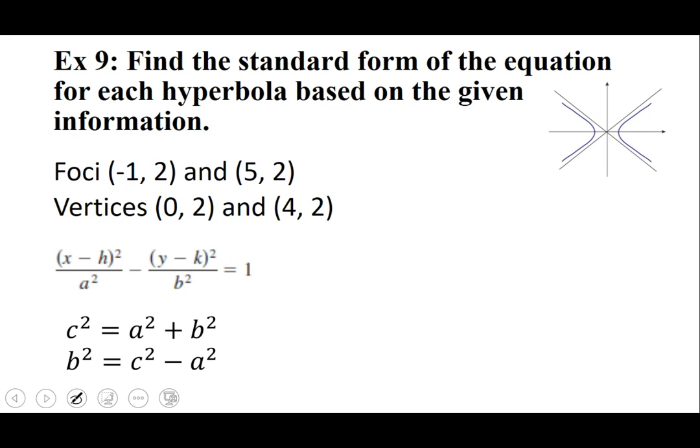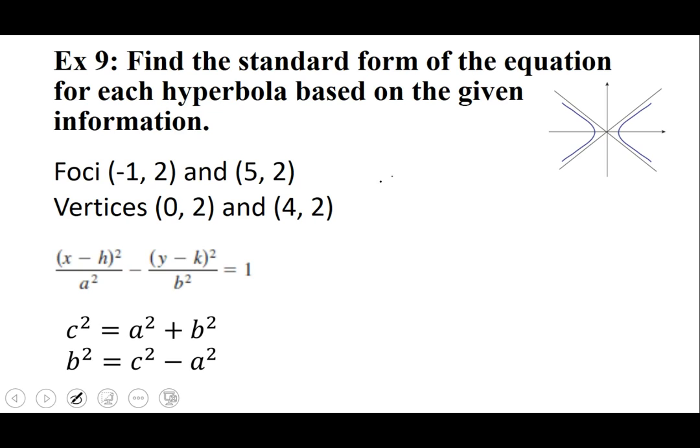So really the last thing you have to be able to do here is, given a set of values, you have to be able to find the equation of the hyperbola, very similar to what we've been doing the whole time. And again, almost identical to the ellipse problems, except of course you have a slightly different set of equations. So here I'm giving you that the foci are (-1, 2) and (5, 2). And I'm telling you that the vertices are (0, 2) and (4, 2).